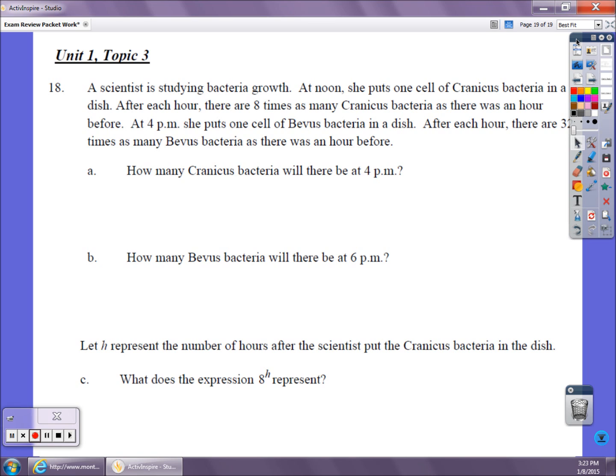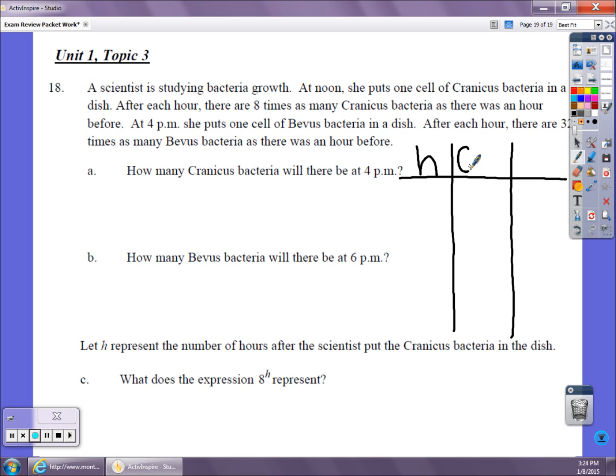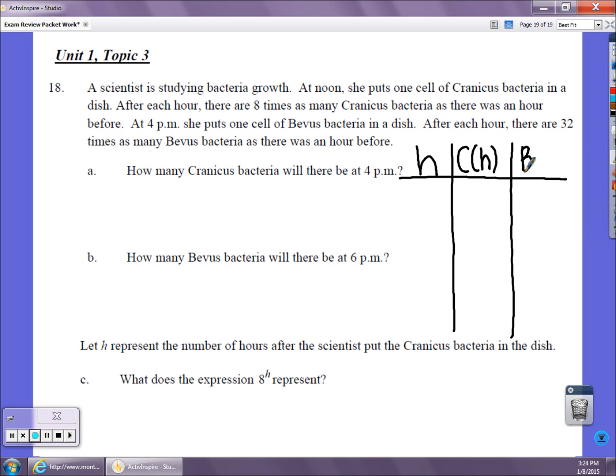Okay, I'm actually going to make a little table here, because I think that's always very useful. And notice I have 3 columns. So let's see, we are increasing by hours, so that's going to be our independent variable there. It's going to control how our functions increase. And then we have the Cranicus bacteria and the Bevis bacteria. So I'm going to say C of H and B of H, using a little function notation there.